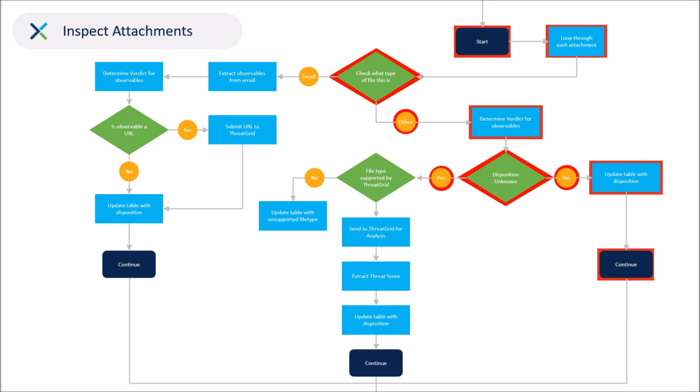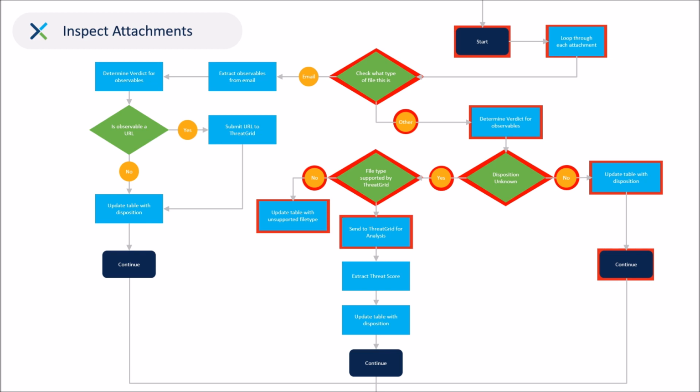If the disposition comes back as unknown, meaning there's no disposition currently in play, we're going to then potentially submit this to ThreatGrid. But first, we're going to determine if the file type is supported. If it's not supported, we're going to update the table again with an unsupported type, empowering the SOC team. If it is supported, we're going to go ahead and send that to ThreatGrid for analysis. We're going to extract the threat score. We're going to update the table with disposition, and then we'll continue.